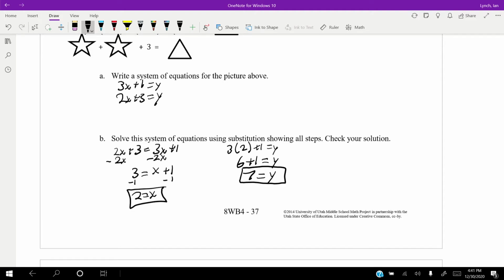I want you guys to double check that solution. Double check that (2, 7) is a solution to this system of equations. If it's not, that kind of sucks. That'd be bad.